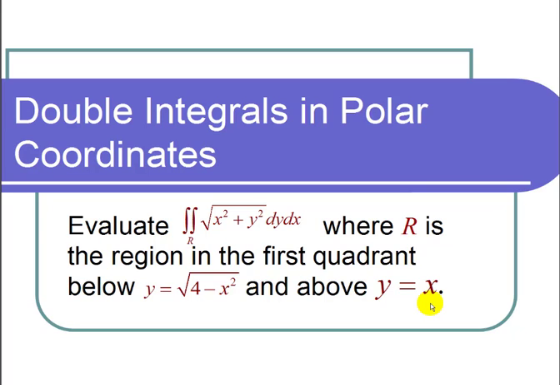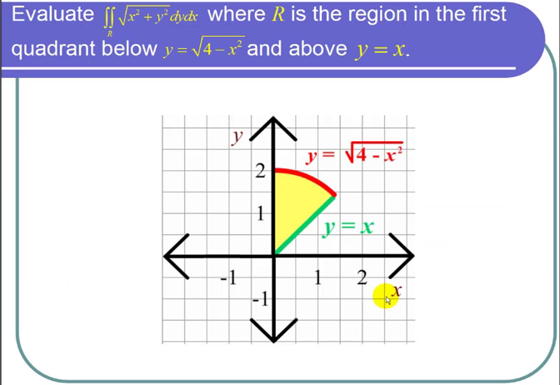So let's first sketch a picture. Notice that y equals the square root of 4 minus x squared is a semicircle, and y equals x is just a line. So here's my picture. I have the line y equals x, and then I have the piece of the circle, y equals the square root of 4 minus x squared, and I'm looking at the region in the first quadrant.